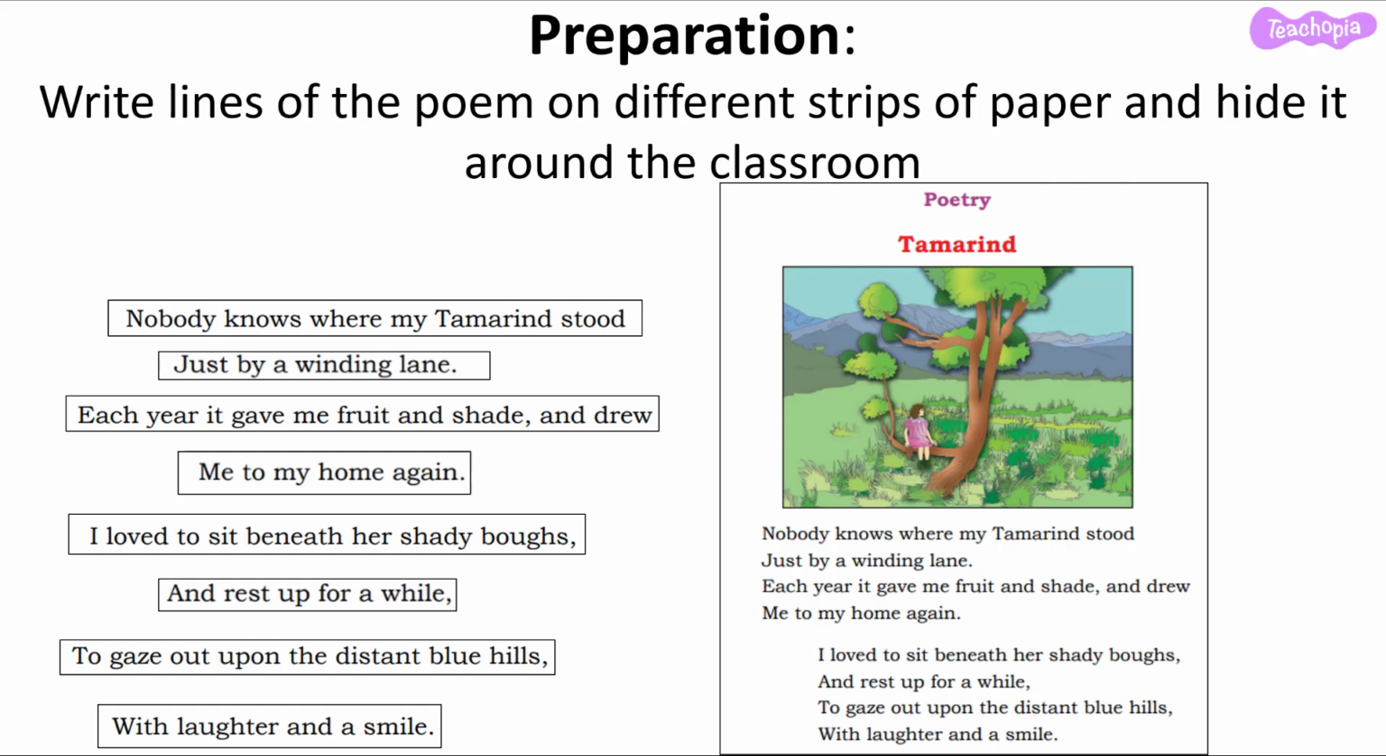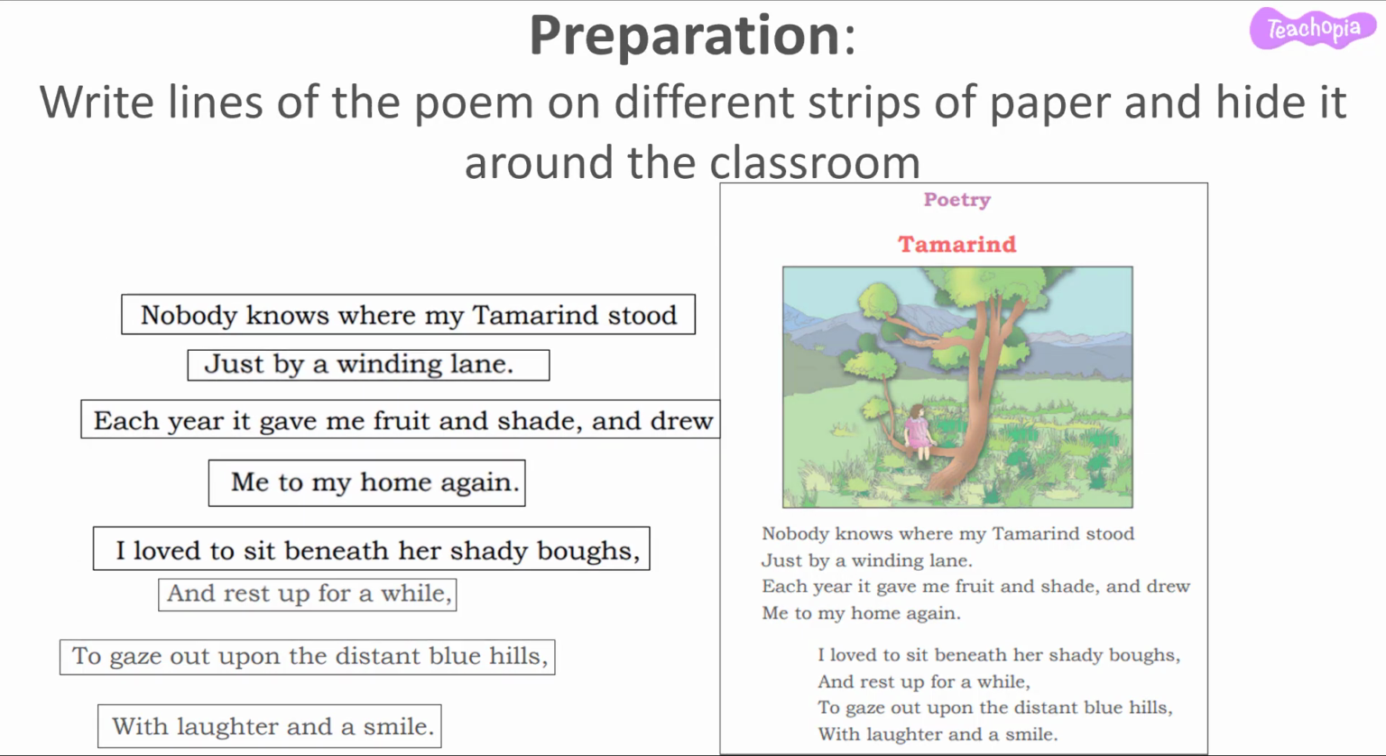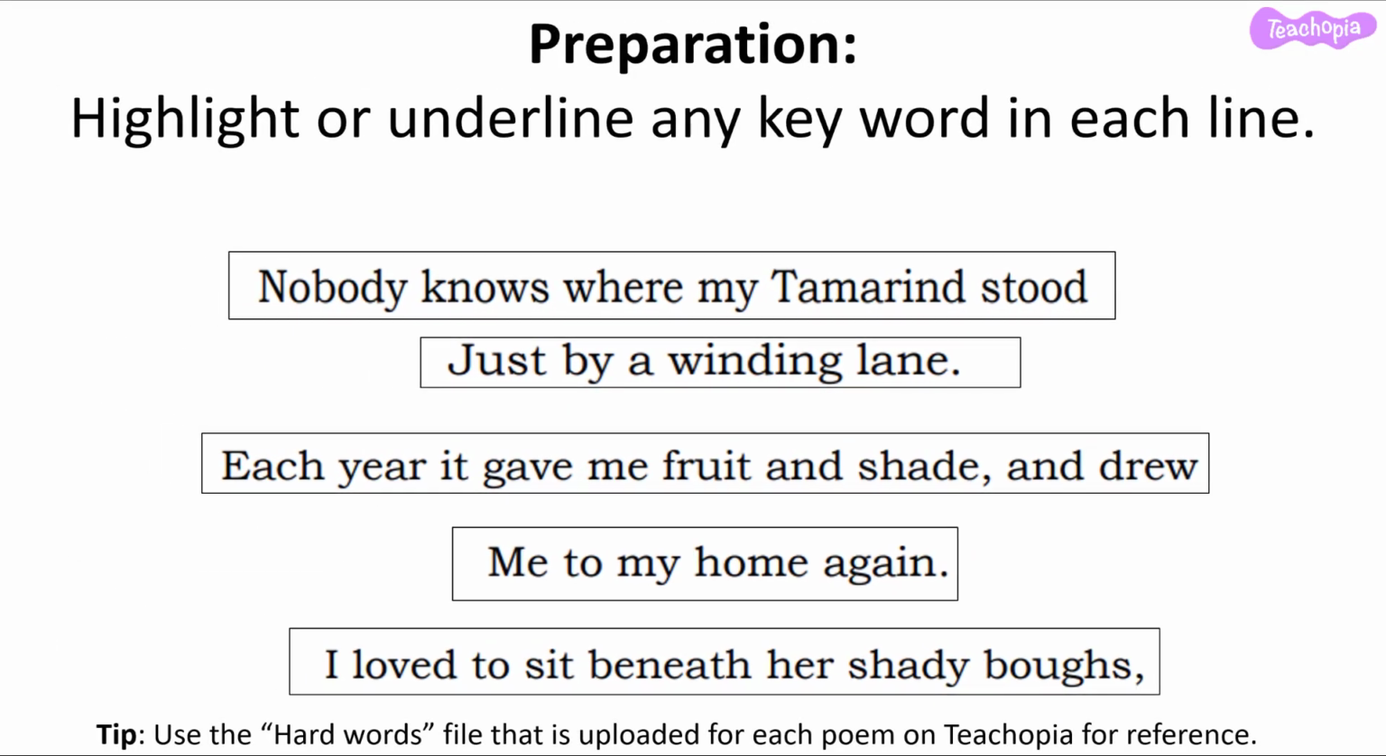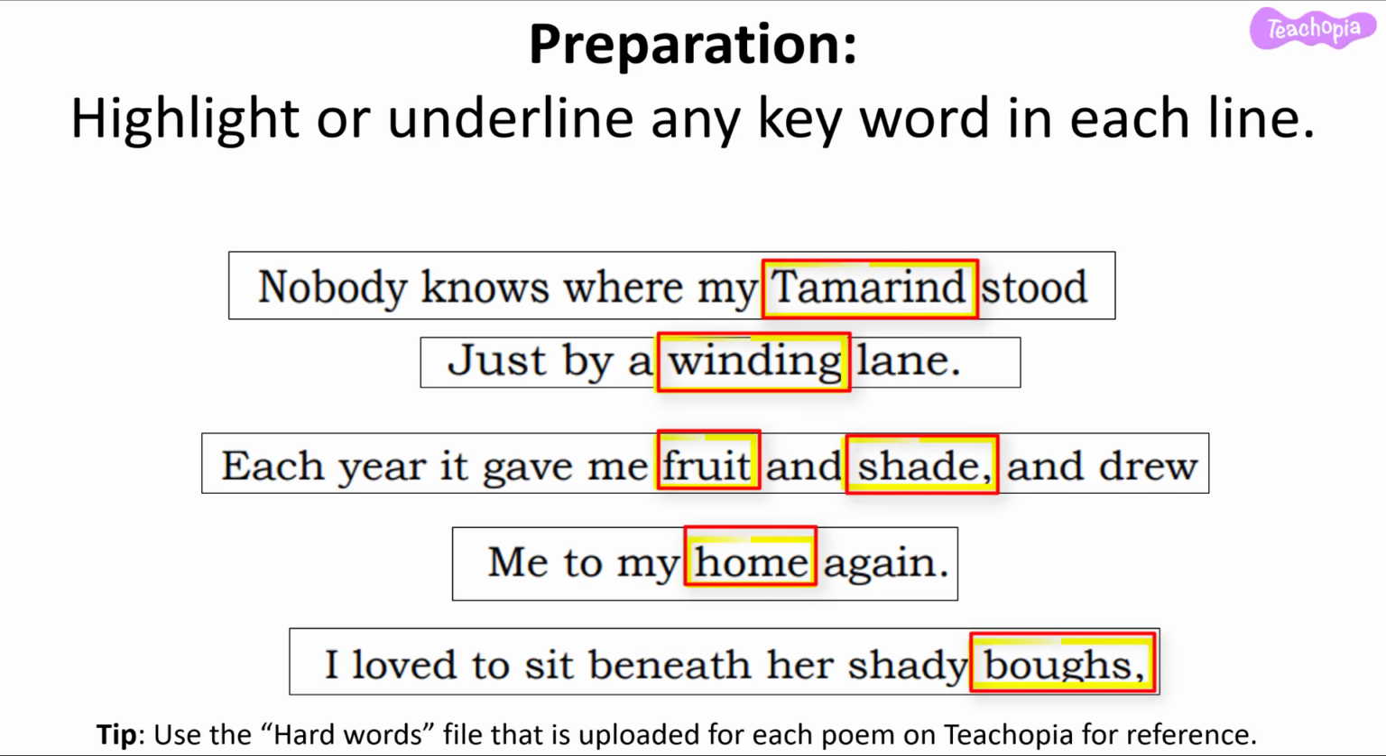Prepare for this activity by creating poetry line strips, by writing each line of the poem on one strip of paper. You can do it just as displayed on the screen for you. Additionally, circle or highlight keywords or hard words in each line. You can use the hard words document given on Teachopia for the particular chapter you are teaching as a reference for the same. Once you do this, keep the strips of paper at the end of the classroom.